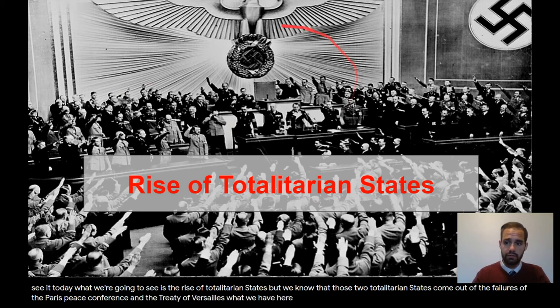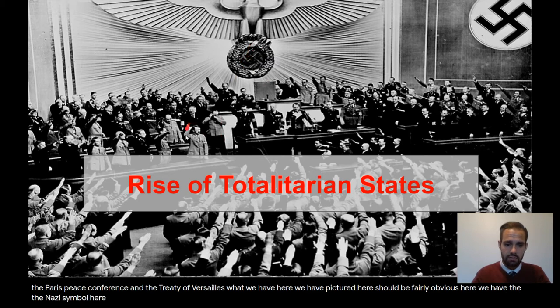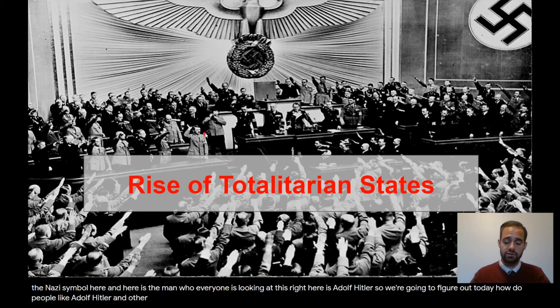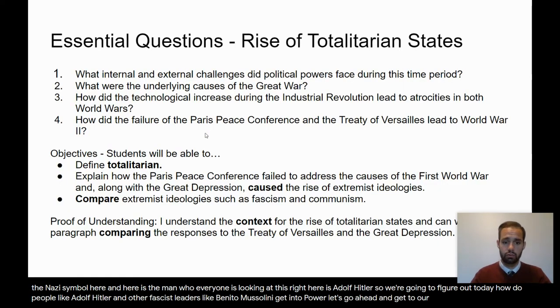What we have pictured here should be fairly obvious. We have the Nazi symbol here, and here is the man who everyone is looking at. This right here is Adolf Hitler. So we're going to figure out today, how do people like Adolf Hitler and other fascist leaders like Benito Mussolini get into power? Let's go ahead and get to our essential questions of the day.